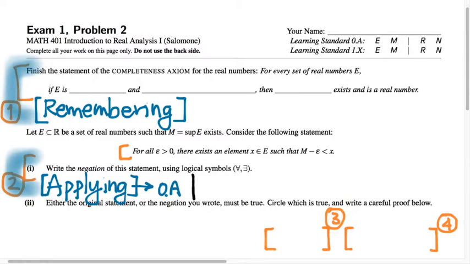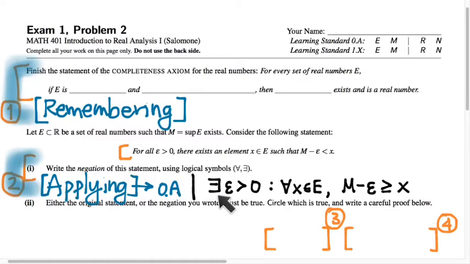There exists an epsilon greater than 0. Then what? For all elements of E. And then what's the conclusion here? M minus epsilon is, yeah, there we want to negate that part of it. M minus epsilon is greater than or equal to x. So there's the negation of the statement up here.